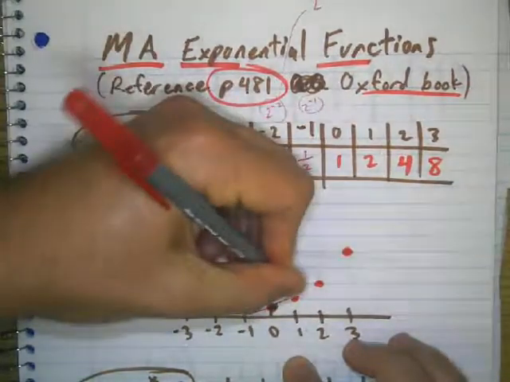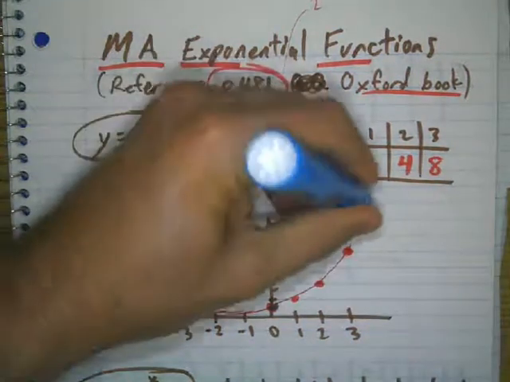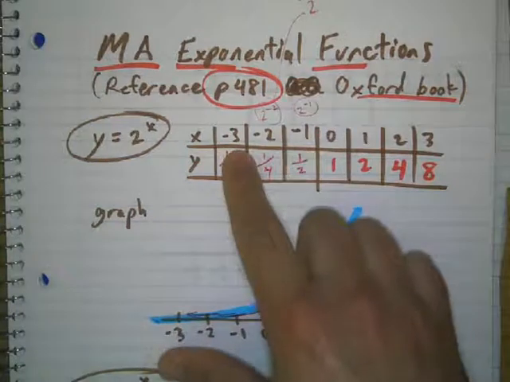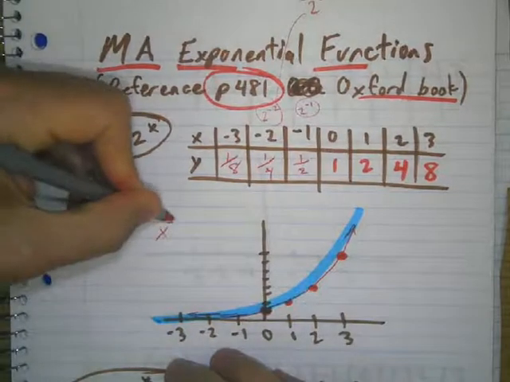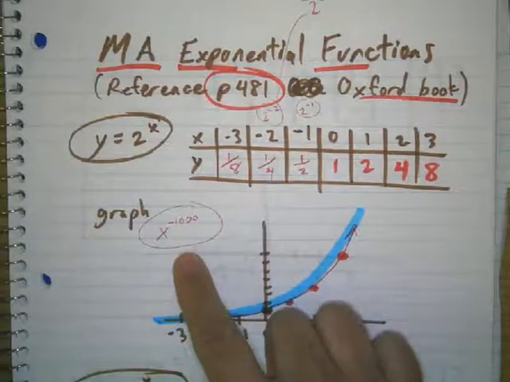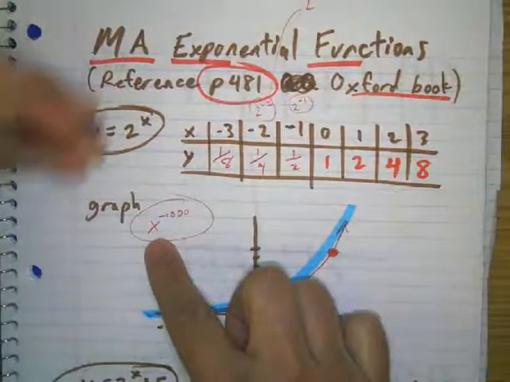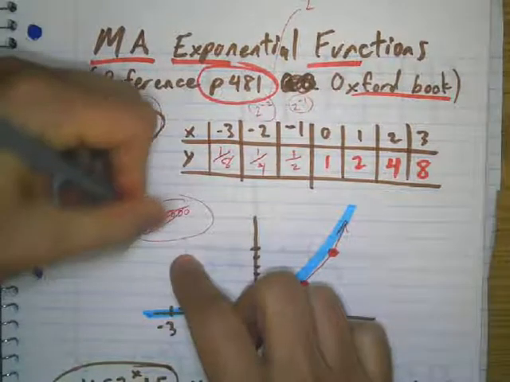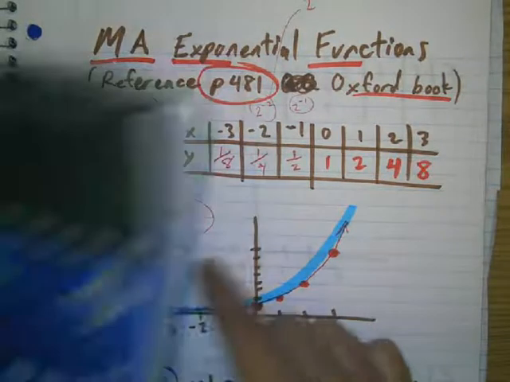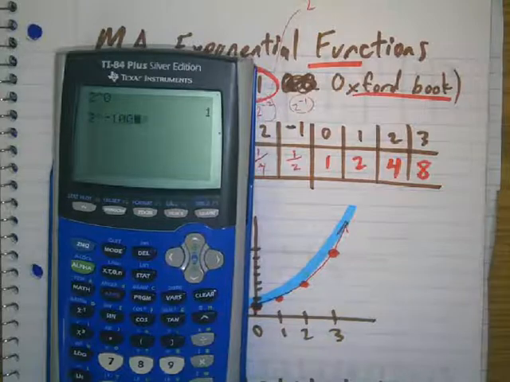Now, here's a question. When I look at my graph, no matter how far I go in this direction, let's say I have x to the negative 1,000, or even smaller. Is this ever going to be smaller than 0? Let's type this into the calculator. 2 to the negative 1,000. Is that ever going to be equal to 0, or a negative number? 2 to the power of negative 1,000.